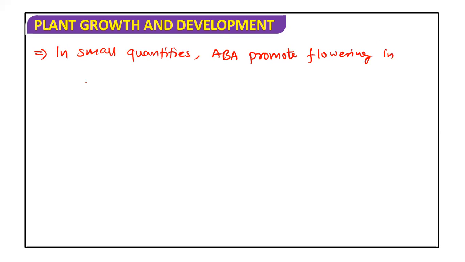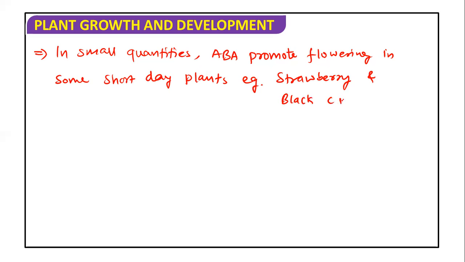After this, in small quantities, ABA promotes flowering in some short day plants. For example, strawberry and blackcurrant. So in those it promotes flowering.